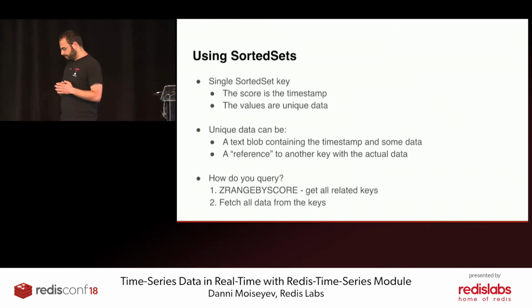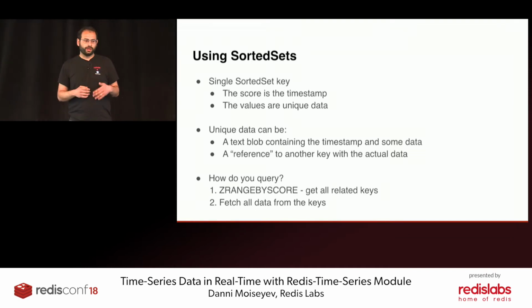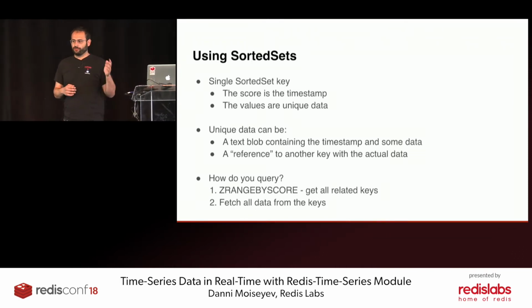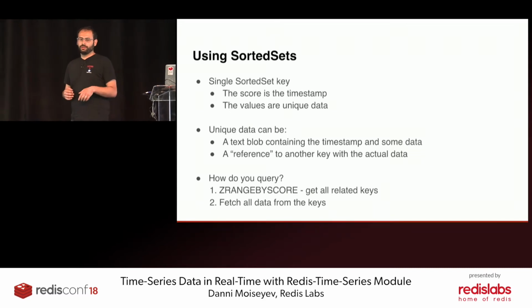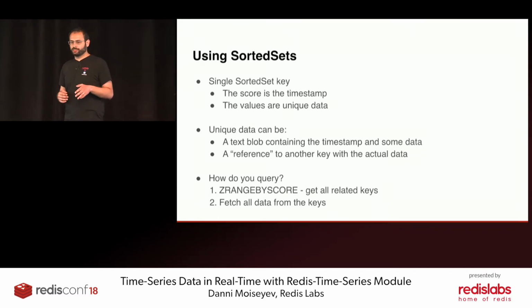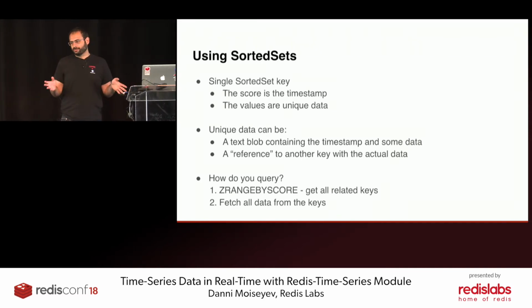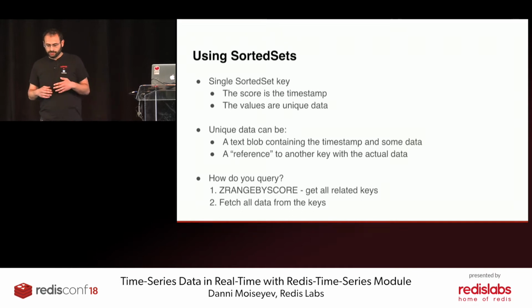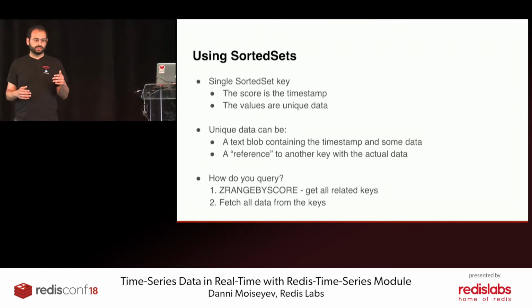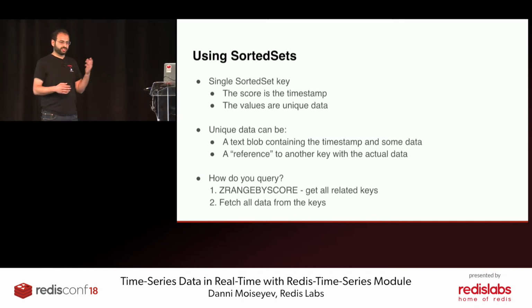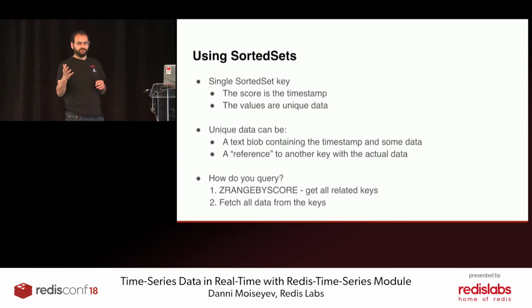So, sorted sets. Sorted sets are the default way of saving time series data today. As I said before, if you Google Redis time series now, on the first page you will get 10 results, and 8 of those 10 are about how to use sorted sets for time series. So everybody is doing time series using sorted sets. How does it work? A sorted set is a set where you have a score and a value. But it's important to remember the value is part of a set.